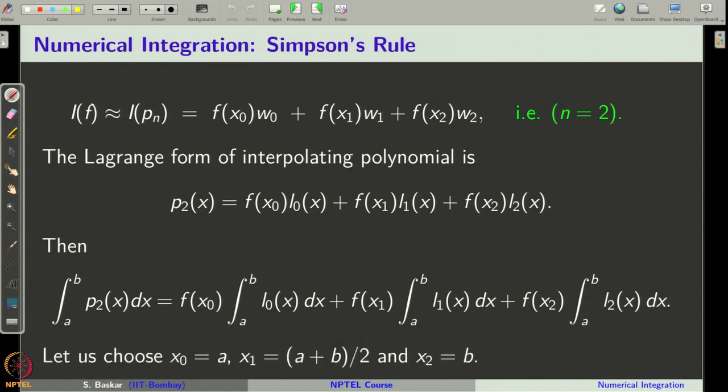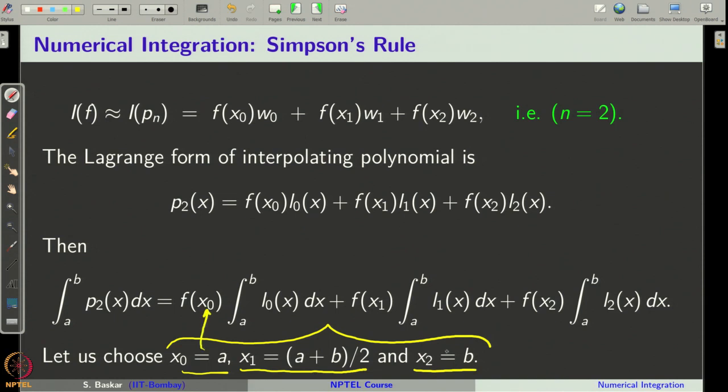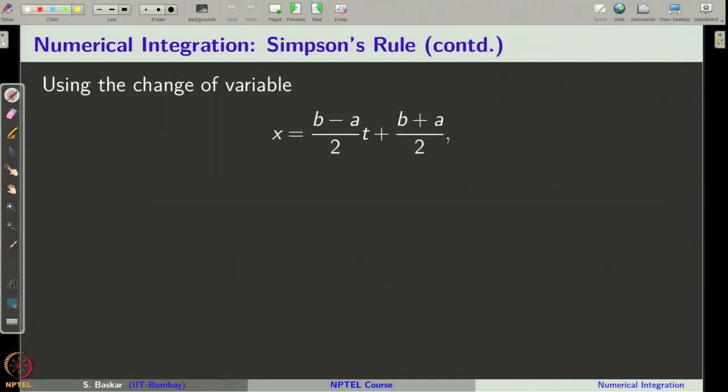And now, let us see how to choose the nodes, because we can choose different nodes to get different quadrature formulas. For Simpson's rule, we have to choose the nodes like this. They are equally spaced in the interval a to b: x0 equal to a, x1 is the midpoint of the interval a, b, and x2 is b. Once you get this, you plug it into this expression and you have to perform these integrals. That is the difficult job that we have right now. For that, we will use a change of variable in order to make this calculation a little simpler, and calculate these 3 integrals and see how they look.